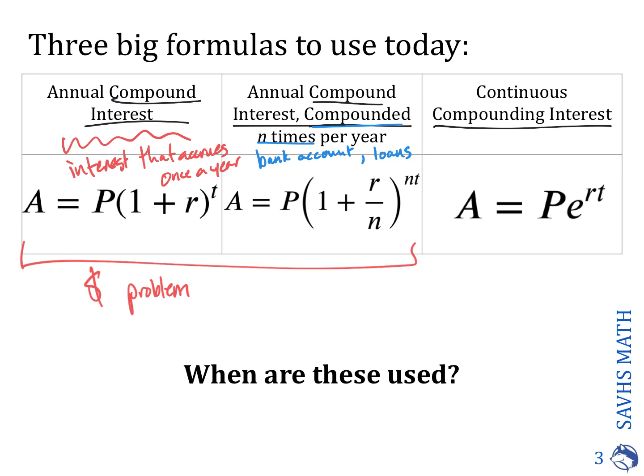The continuous compounding interest one is for continuous growth or decay. And so this is an example where we would usually use this for things like population or radioactive decay, and a lot of other things that are not growing money-wise, but growing all the time.